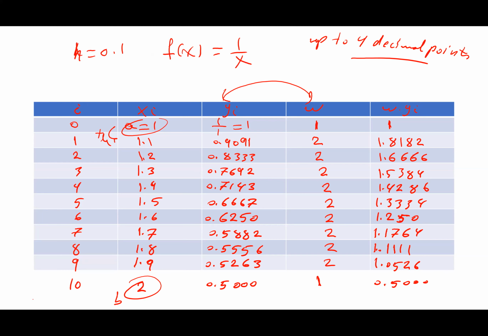Now for the next step, just add all of these, find the sum. If you add these values, you'll find the total for the last column is equal to 13.8754. Just add the last column. It will be 13.8754.